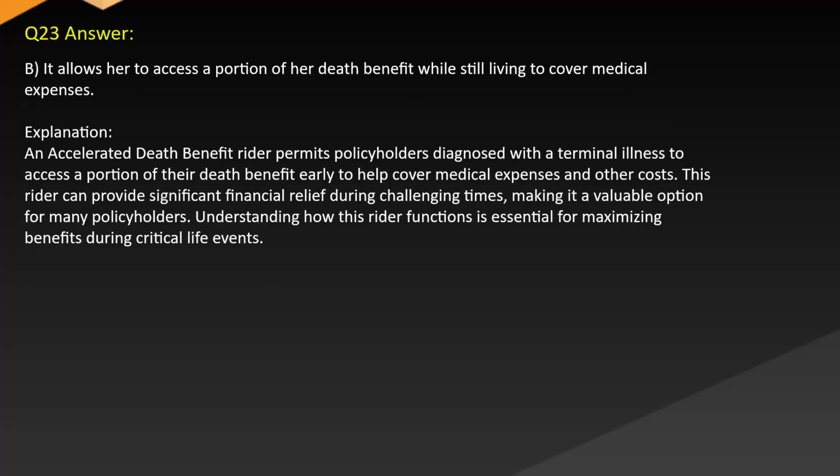Answer: B. It allows her to access a portion of her death benefit while still living to cover medical expenses. Explanation: An accelerated death benefit rider permits policyholders diagnosed with a terminal illness to access a portion of their death benefit early to help cover medical expenses and other costs. This rider can provide significant financial relief during challenging times, making it a valuable option for many policyholders. Understanding how this rider functions is essential for maximizing benefits during critical life events.